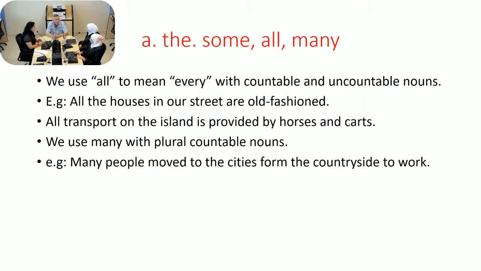Yes, another quantifier is all. It means every, and it's used with countable and uncountable nouns. Example, all the houses in our street are old-fashioned. All transport on the island is provided by horses and carts. And we have another quantifier, which is many, with plural countable nouns. Example, many people moved to the cities from the countryside to work. Yes. Next, Ms. Rina.